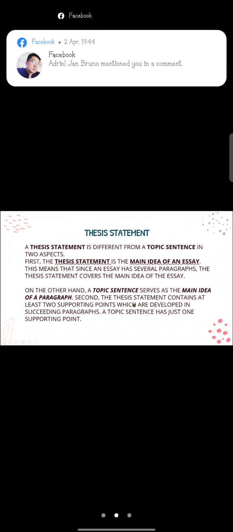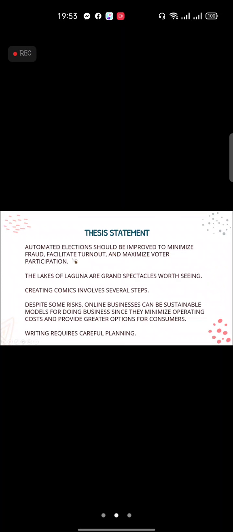So, another thing is that when we say thesis statement, it contains at least 2 supporting points which are developed in succeeding paragraphs. And when we say topic sentence, it just has 1 supporting point. So, as you can see in our examples earlier, eto number 2, 3, and 5, they just have 1 supporting point. That's why it makes them just a topic sentence. Unlike 1 and 4, they have 3 supporting points.